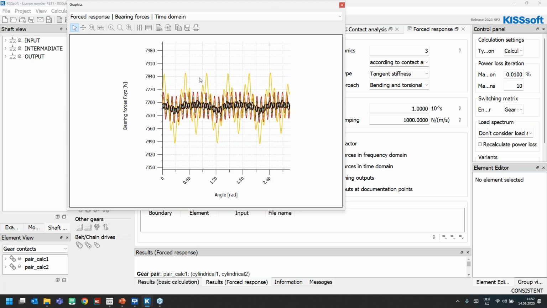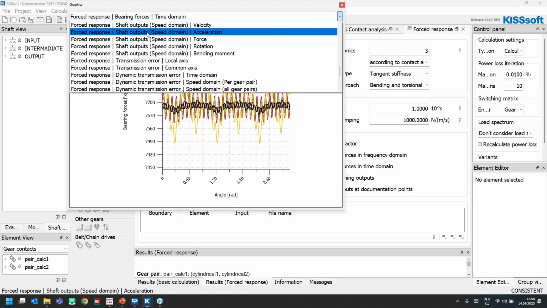And this information can then be used for those of you who want to do multi-body dynamics, because in multi-body dynamics, where you excite a housing, you need these fluctuating bearing forces that come from dynamics calculation. And with our contact analysis, you can now get these results.